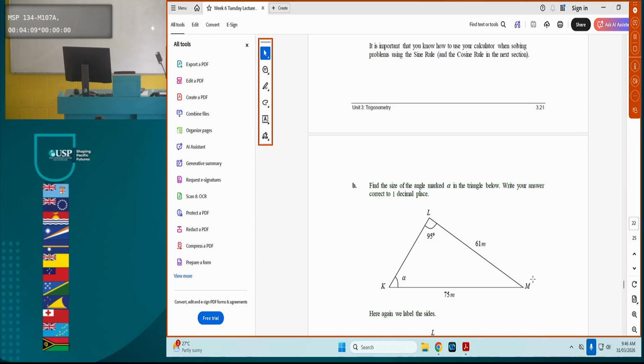First version: sine K over K equals sine L over L equals sine M over M. Do you know the value of angle K? That's what we have to find. Small k is 61. Sine L is 95 over small l, which is 75. Do we know this too? No. Remove them.